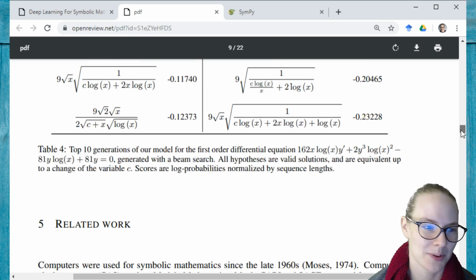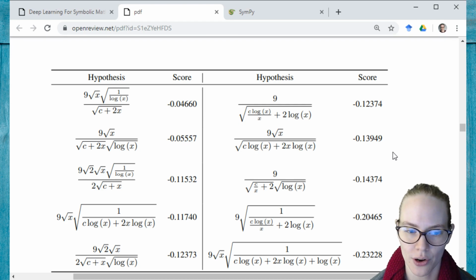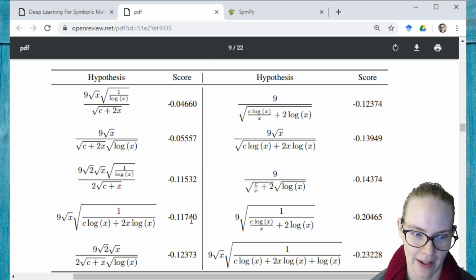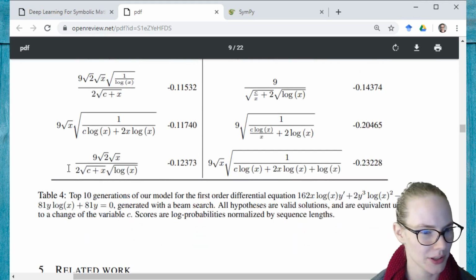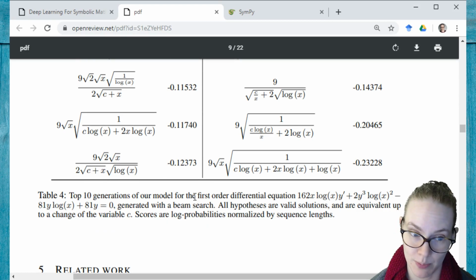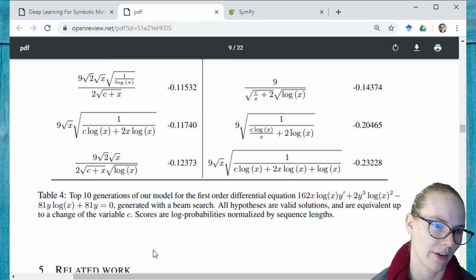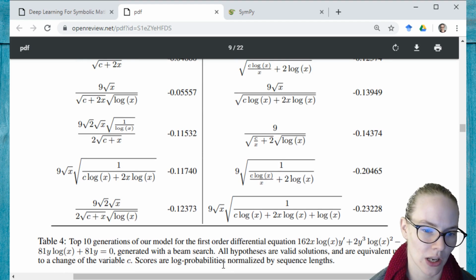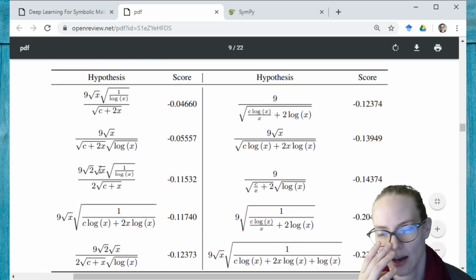All right, and here we have some equivalent expressions. And the scores are generated by BLEU. So I believe that these are BLEU scores. Does it say? Top 10 generations of our model for first order, blah, blah, generated with beam search. All hypotheses are valid solutions, and they are equivalent up to a change of the variable c. Scores are log probabilities normalized by sequence length.